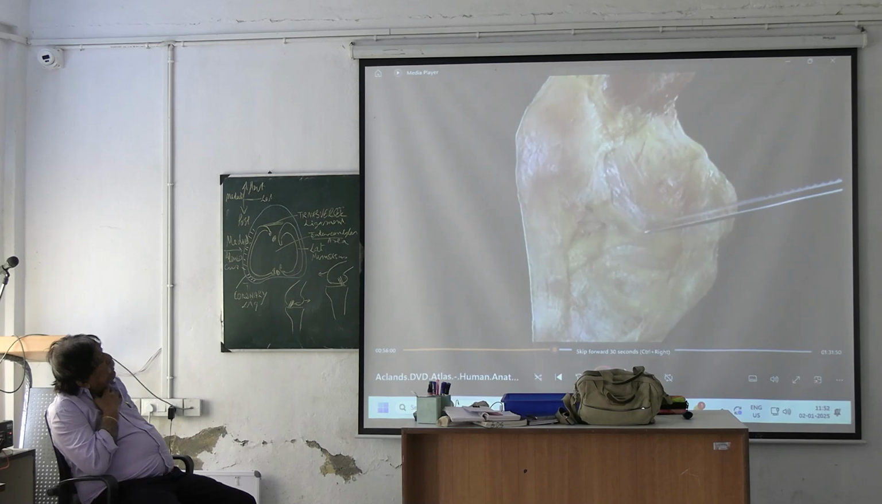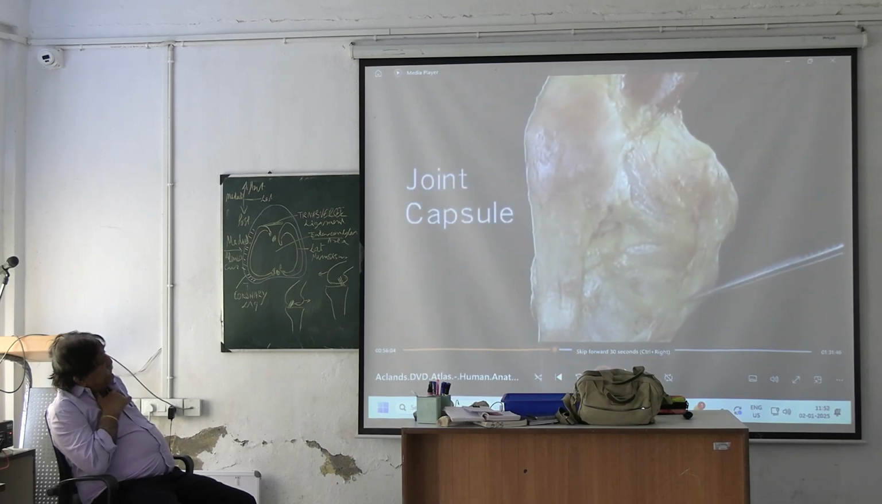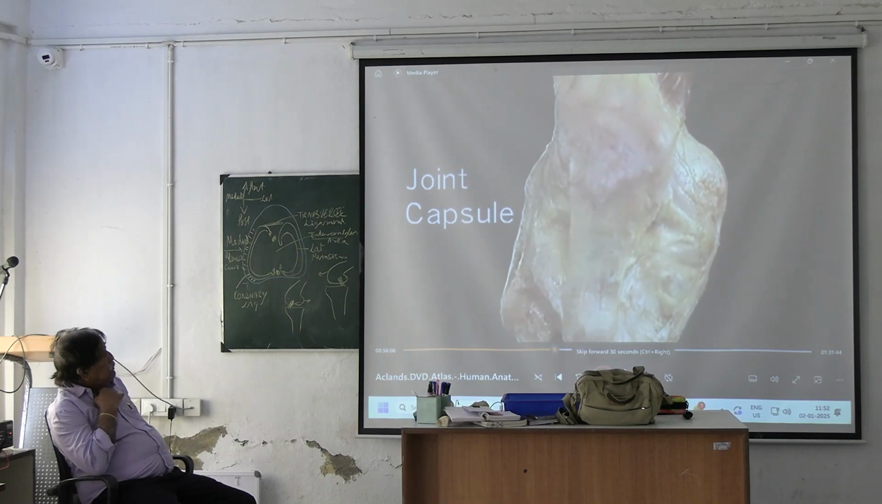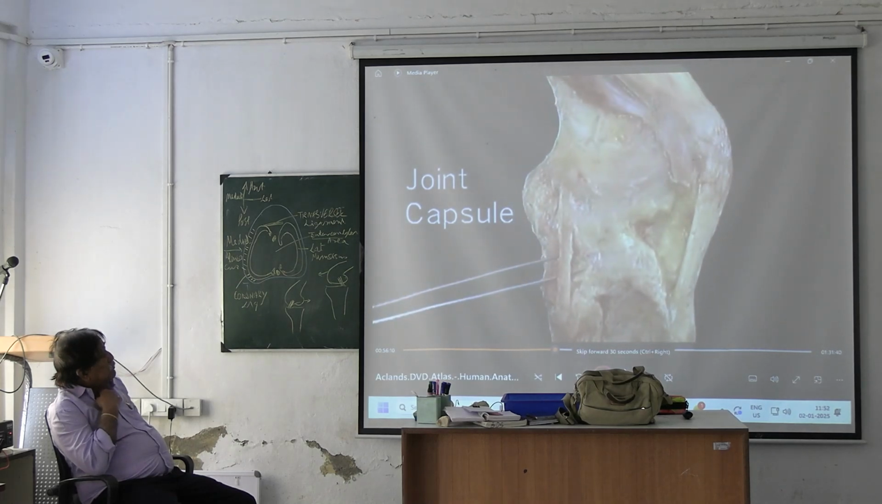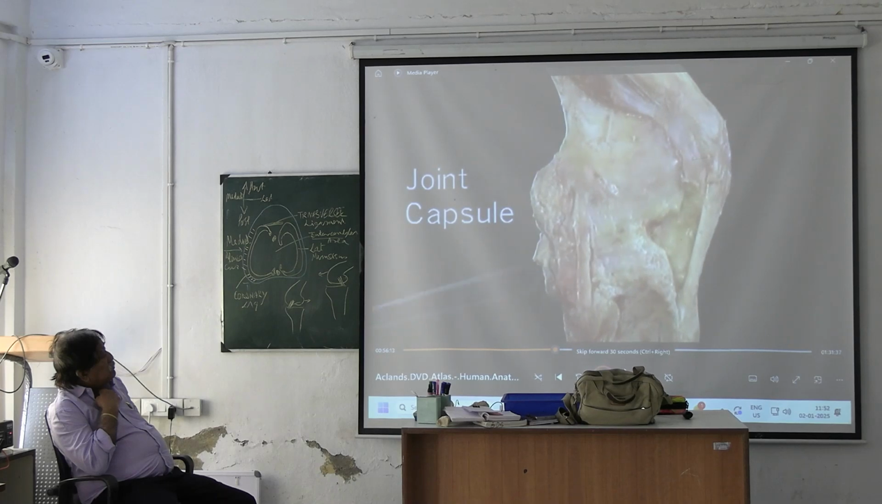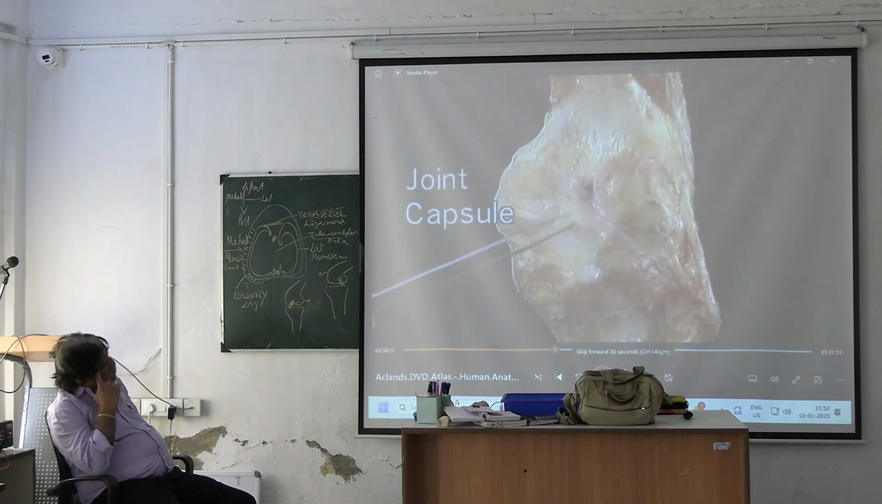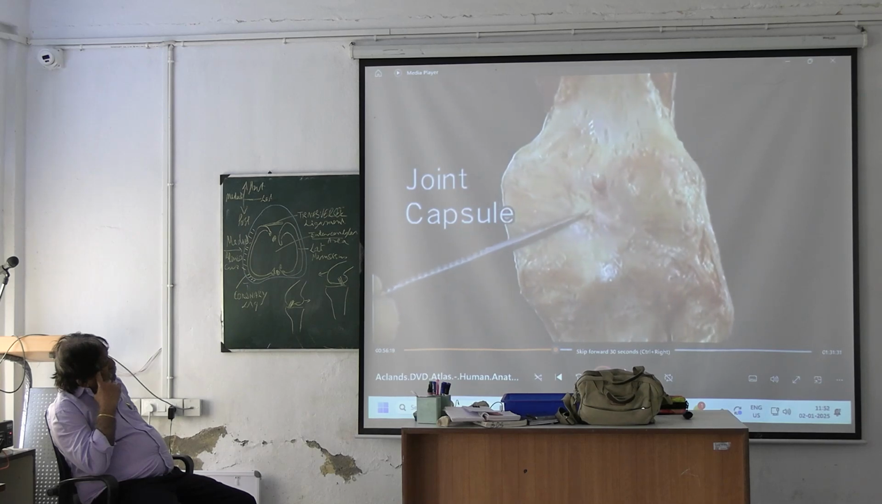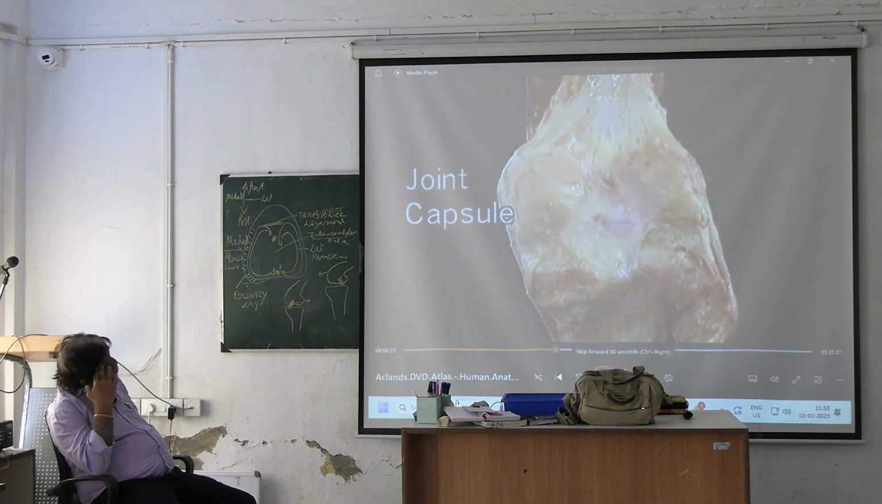On the medial side, the thin capsule is continuous with the tibial collateral ligament. But on the lateral side, the capsule is separated from the fibular collateral ligament. On the back of the joint, the capsule is thick and strong. The thickened posterior capsule prevents hyperextension of the knee joint.